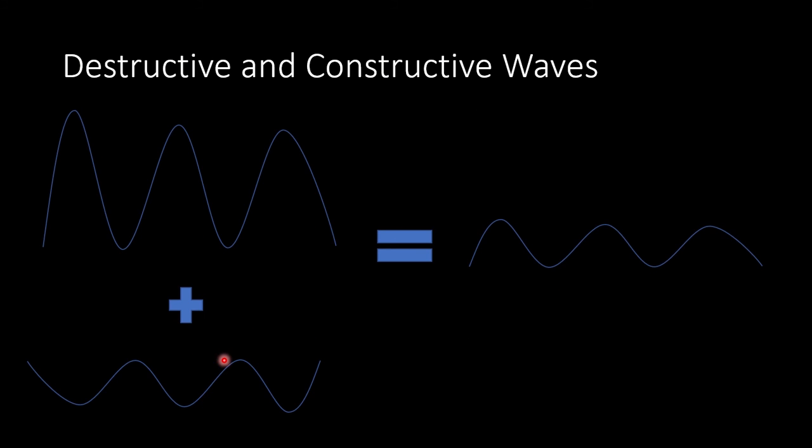Now, destructive interference. This is opposite of constructive, and what happens is when there's two different waves that don't align, and you can notice here that this trough lines up with this peak, you're going to get destructive interference. And you can see here that the output wave is actually smaller than one of the input waves.